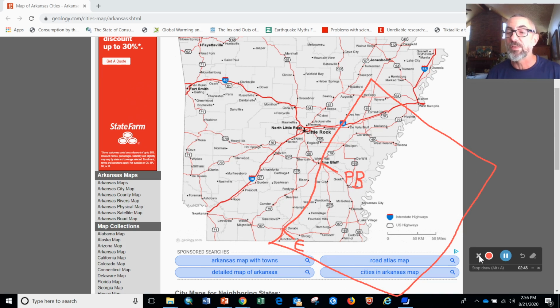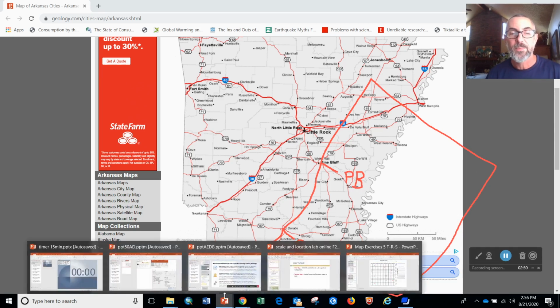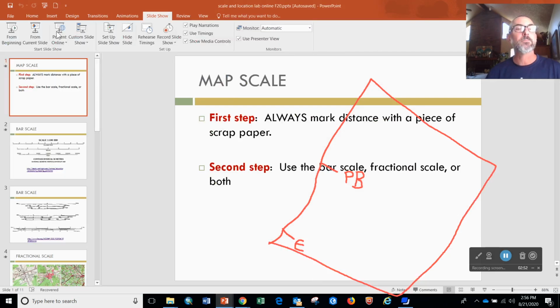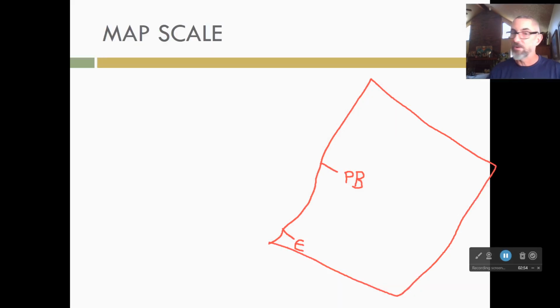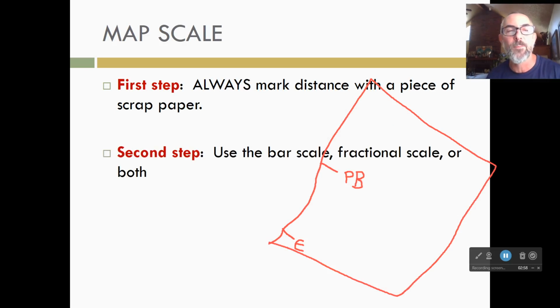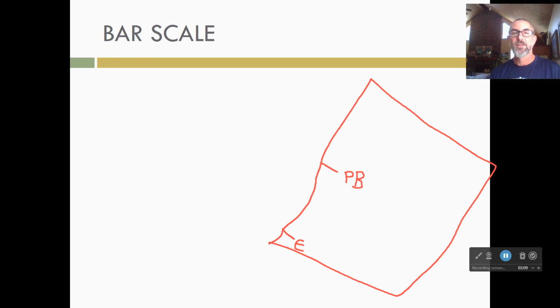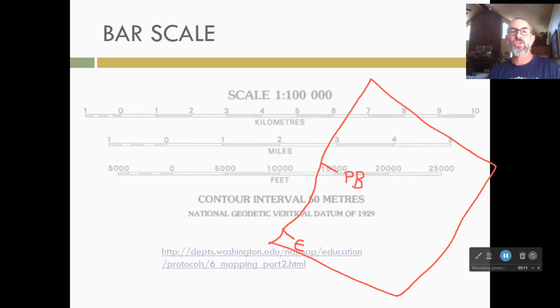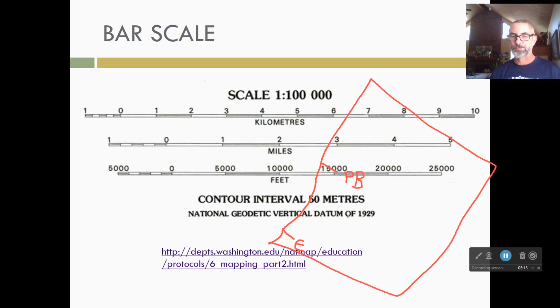So let's look at what these two methods are. I'm going to leave the map up there because I still kind of need it. The first method is called the bar scale. The second one is called the fractional scale. Let's have a look at what we mean by the bar scale. The bar scale looks something like this.